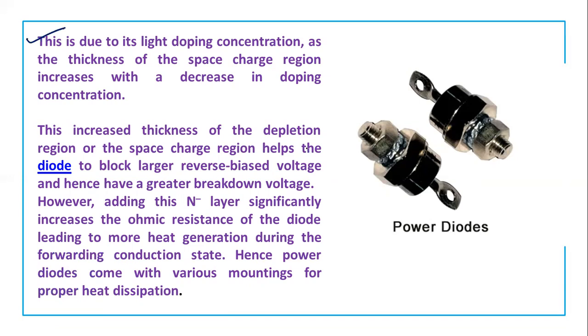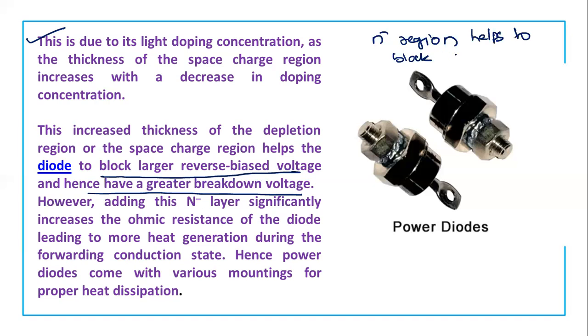So what is the main advantage of the N minus region? It helps the diode to block a larger reverse biased voltage, so it has a greater breakdown voltage also.